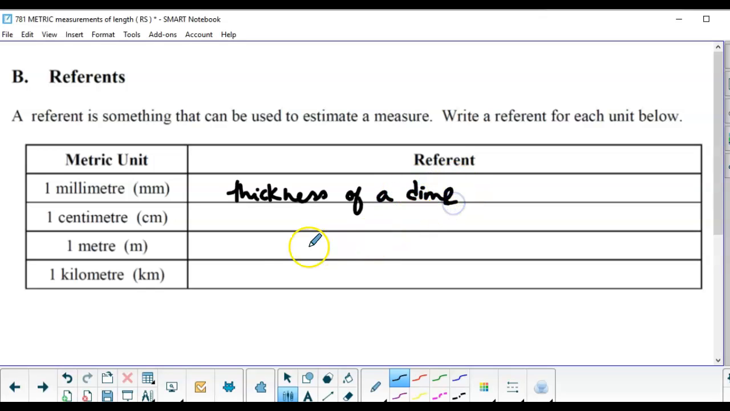Okay. Centimeter. If this is 1 millimeter and you want 10 of them, you could go with the thickness of 10 dimes, right? Or take a look at your cell phone. If you have one of the bigger ones, the thickness might be 1 centimeter, although 1 centimeter is pretty thick for a cell phone, but maybe for the thickness of certain calculators. Okay.